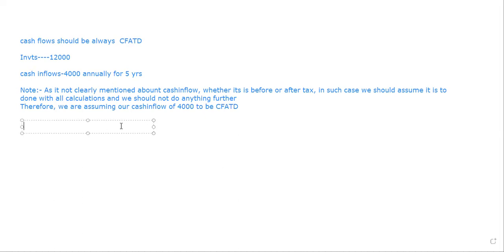Now the first, simplest, using the annuity table at the rate of 19%. I'm going to take it up. So how much is it at the rate of 19%? It is 3.058.